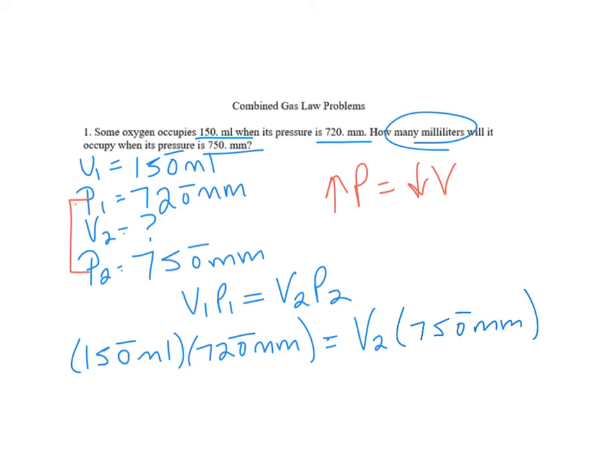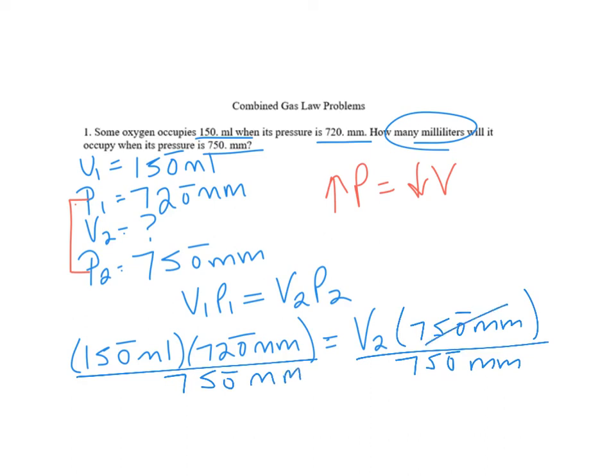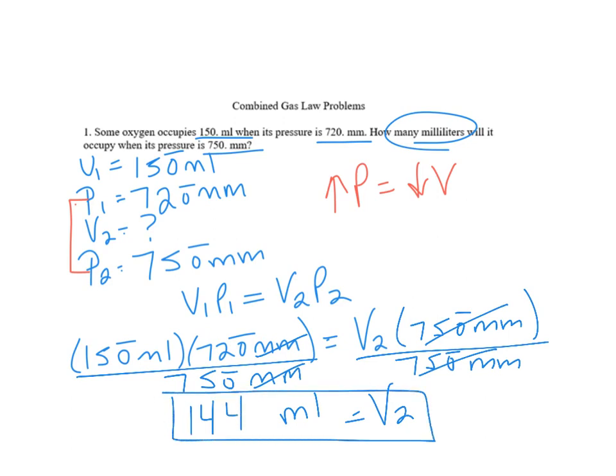Okay, so to solve, we want to get rid of the 750 millimeters on the right side. So we're just going to divide. So the 750 millimeters cancels. So we have V2 equals, and now you're just going to do the math on the left there. All the numbers had 3 significant digits, so you're going to want to work with 3 significant digits to finish. Millimeters are going to cancel, and so your volume would be, to 3 significant digits, 144. That would be your final answer.